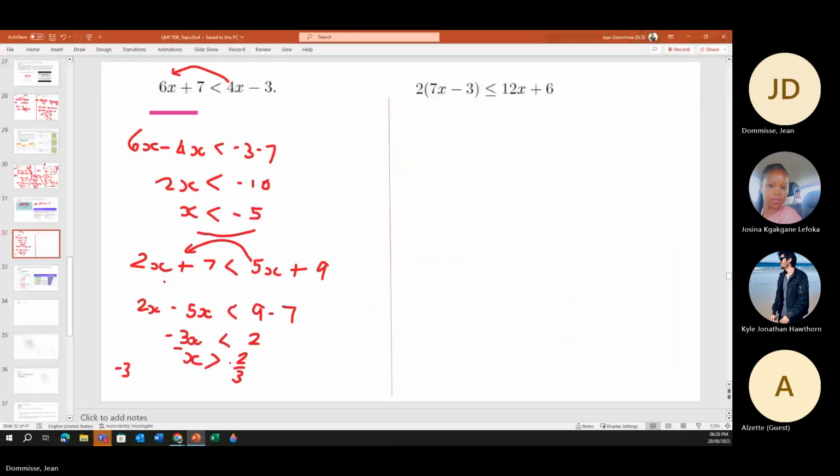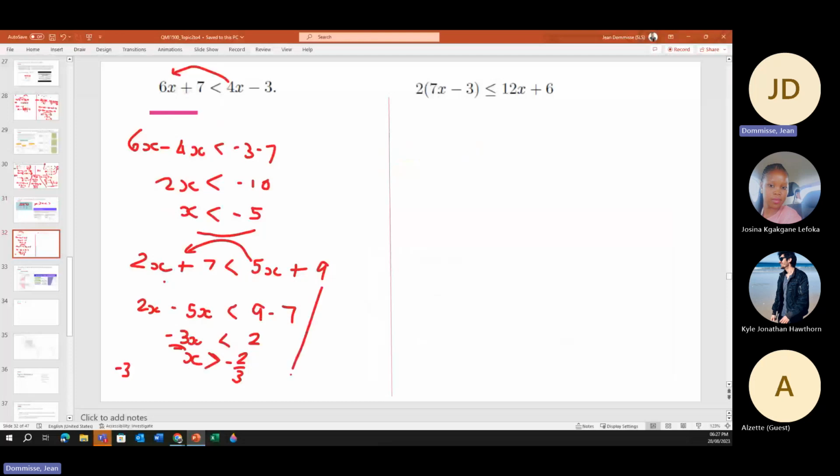So when there's a negative in front of the x, and we want to change the x from a negative to a positive, we need to swap the sign around. So that is where we change the smaller than to a bigger than. Okay, so it is only with the x, and I think that's the important thing.